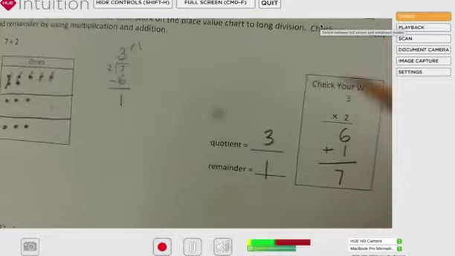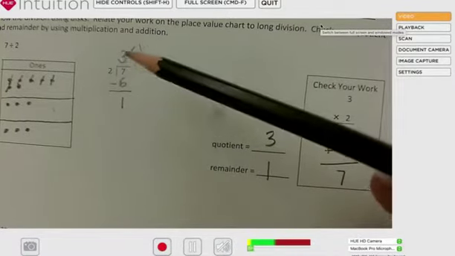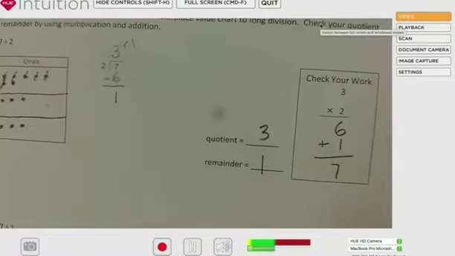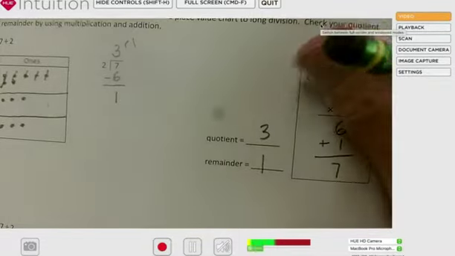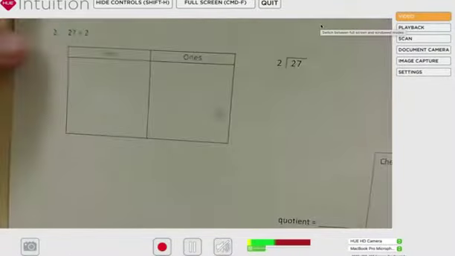Okay, so now we have all three of the numbers: we've got the 3, we've got the 2, we've got the 7. Oh, there's a 7. So this is how we use multiplication to check our work. Again, pause the video as many times as you need to make sure you have exactly what I have, and we are going to move on to example number 2.